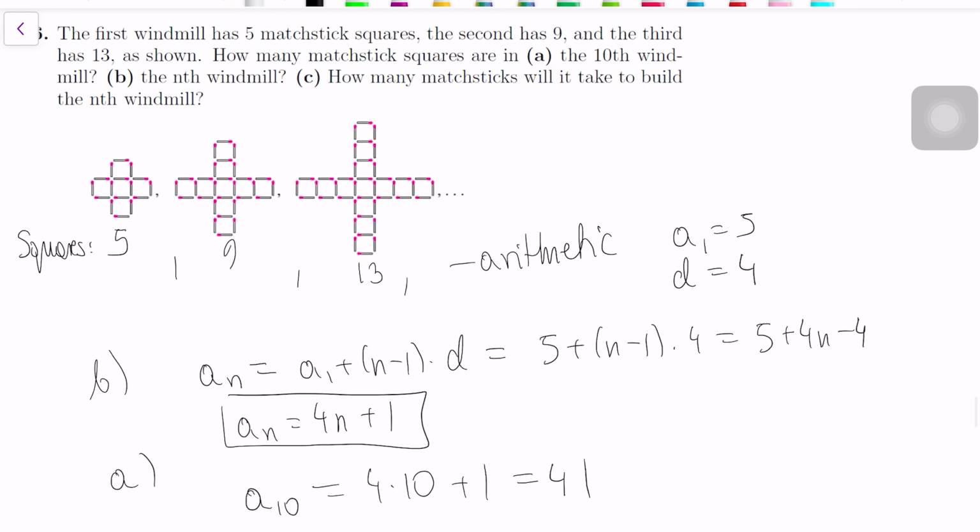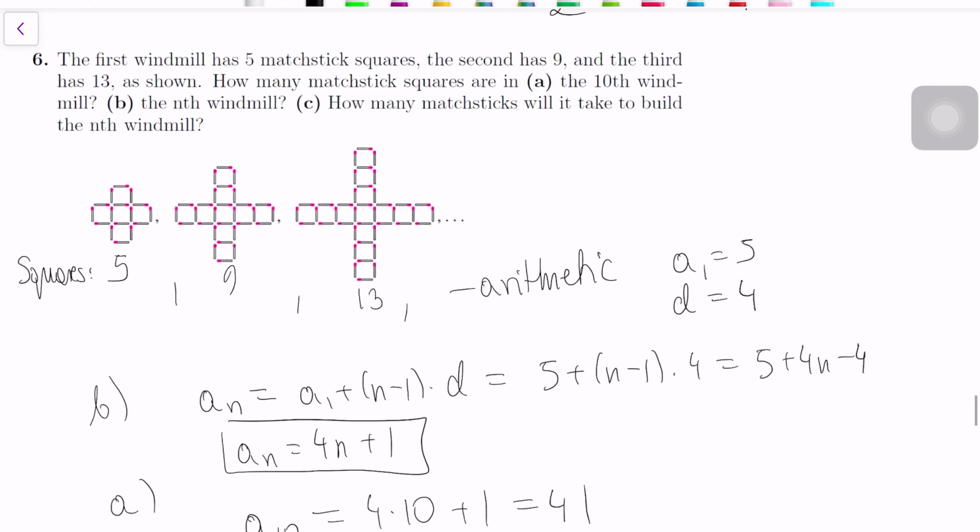And now, how many matchsticks will it take to build the 10th windmill? So sticks is different than squares. If you look at matchsticks, then here you can count. You have 16, because I'm counting those outer 4 squares with 4 matchsticks, so 16. Then this one is 4 like before, 16, and then another 12, so 28. Okay, this one you can count 40 and so on.